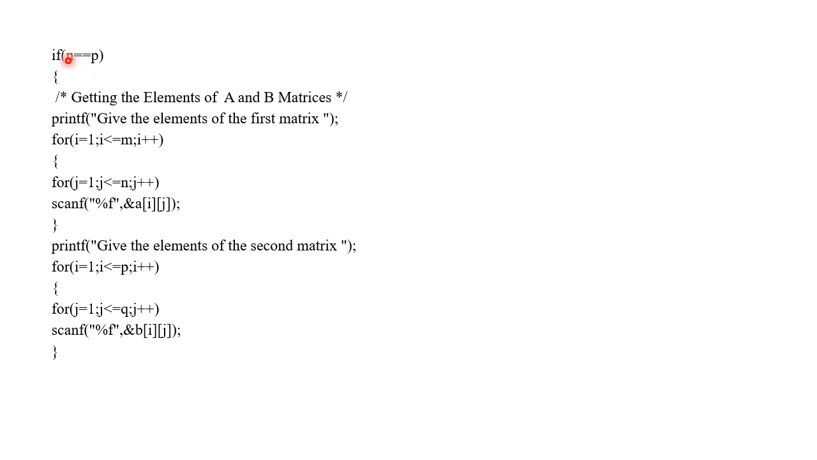So the bracket also has different meanings. Equal and double equal: double equal means logical equal. Similarly, single equal means assignment. Initially, one is assigned to the variable i. So this single equal is an assignment operator, and double equal is a logical equal. It tests whether n is equal to p or not. So that is the difference between equal and double equal.